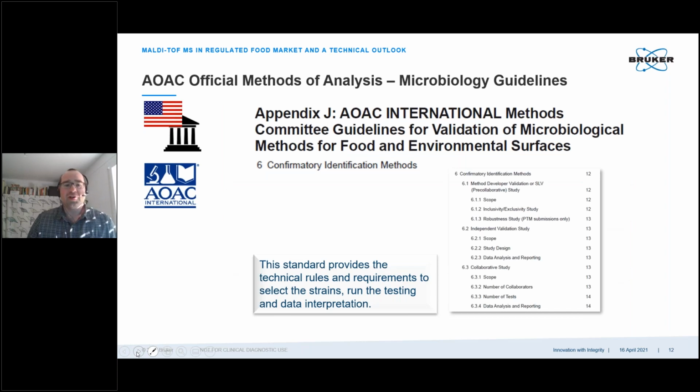For the United States, the situation was clearer. There's the AOAC, well accepted, and they offer microbiology guidelines with an Appendix J. And Section 6 is about confirmatory identification methods. And this standard provided the technical rules, requirements to select the strains, run the testing, and the data interpretation.